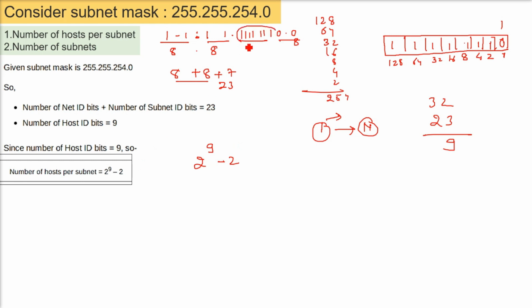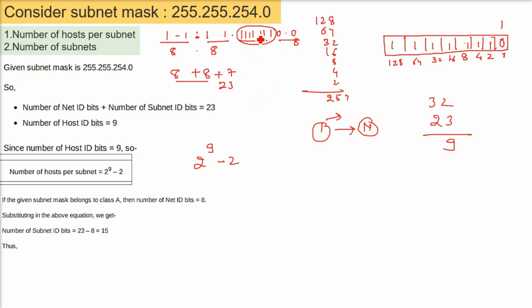Now this 7, you have borrowed from the third octet. But just imagine that this is class A. It means the first 8 bits from the left, the first octet, are always network. For B, C, D, the second, third, fourth are for host. 255 is fixed. Total is 23. If it is class A, you have to subtract 8, because only these 15 you have borrowed from the host bits.